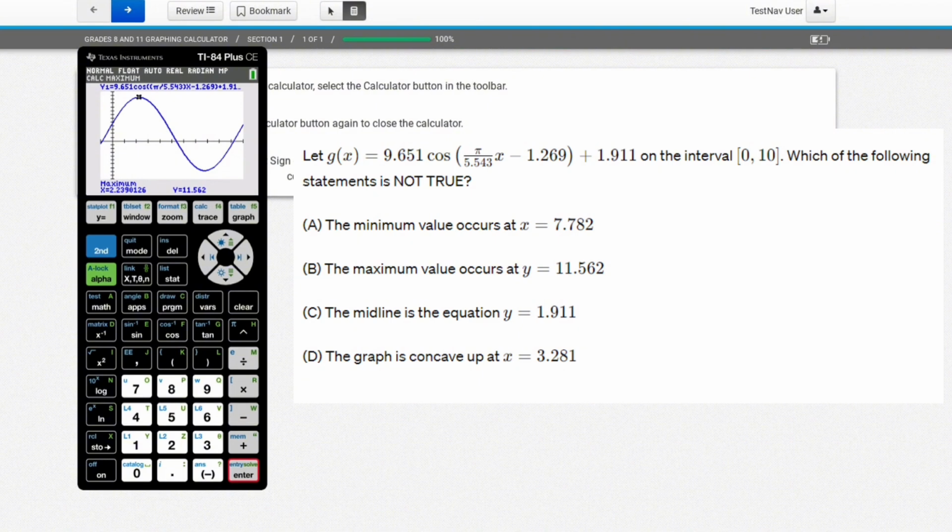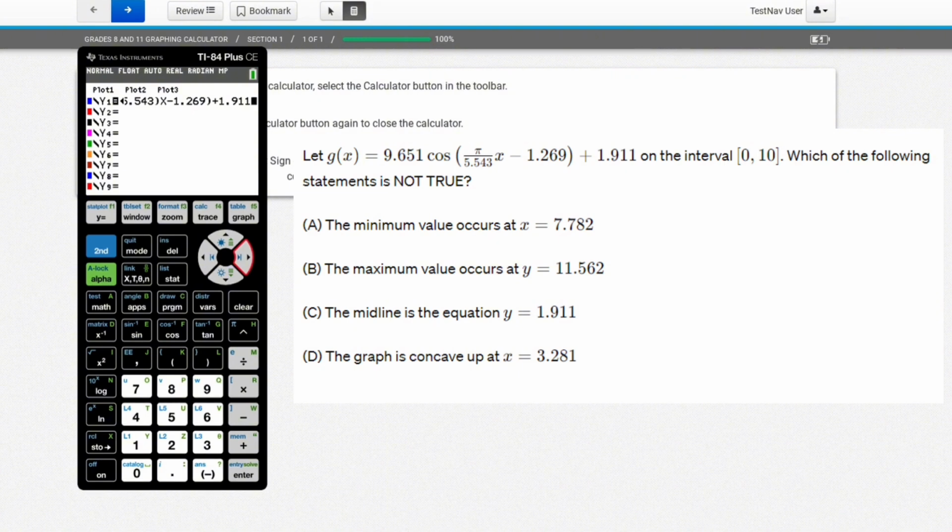So we need to keep going, because the answer is not A and the answer is not B. The midline is the equation y equals 1.911. I do not need to do anything on my calculator here, because I find my midline by seeing what is added or subtracted to my entire function. I have cosine of the argument, close parenthesis, and the number that's right after that is my midline. So C is a true statement because my midline is 1.911. So D has to be a lie.